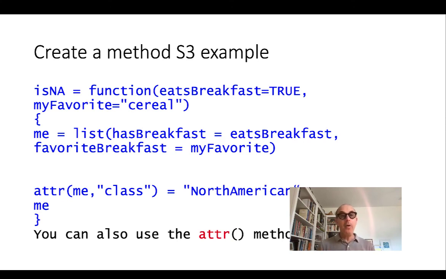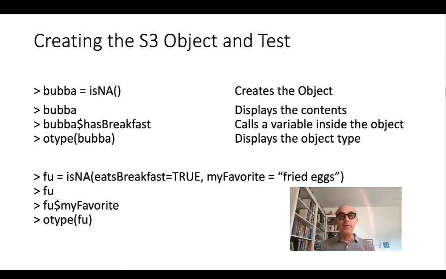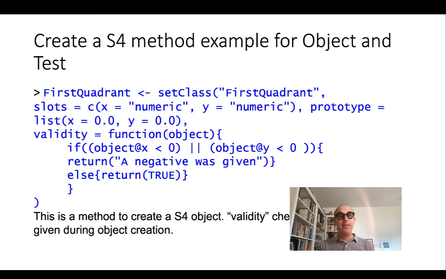Another example, again, modifying it a little bit, and you can use the attr method also to modify it. So again, create your own object, display the content, call the variable inside the object, and display the object. It will say to you whether it is an object and what type of object it is. Then let's go to the S4 environment.